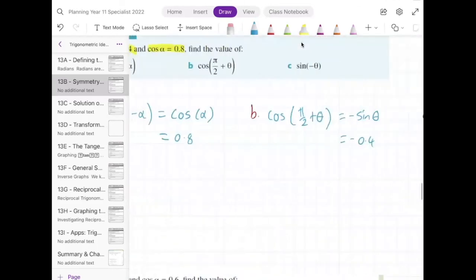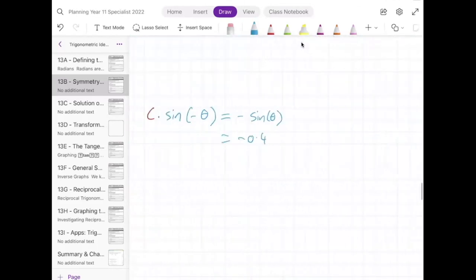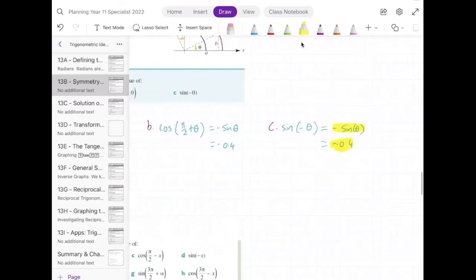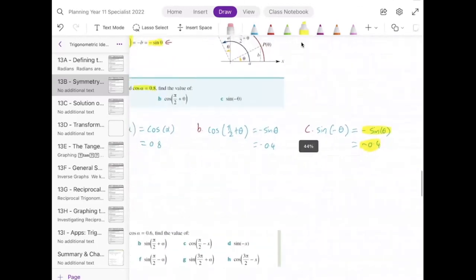To do part C is sine of negative theta. If my angle is negative, I'm going clockwise, which means I'm in quadrant 4, which means I can simply rewrite sine of negative theta like so, which is going to give me my answer here, the exact same as it was in part B.